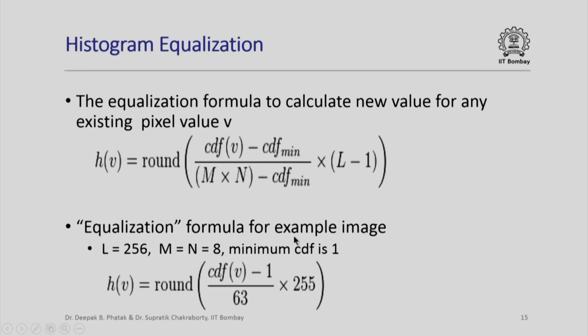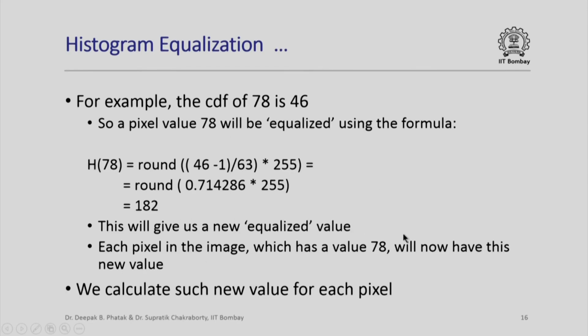The equalization formula for our example image, where L is 256, M and N are 8 and the minimum CDF is 1, is simply H of v is equal to round of (CDF v minus 1) upon 63 into 255. That means for every value v, we can find out what the new value of H will be. Let us look at this example. The CDF of 78 is 46. You can go back and check the cumulative distribution function at 78 was 46.